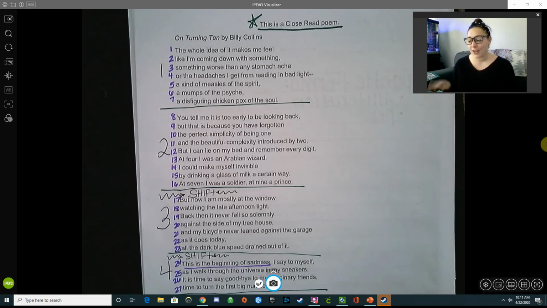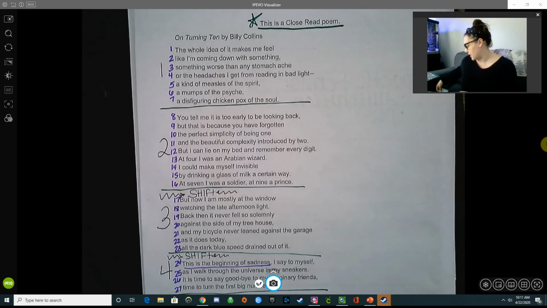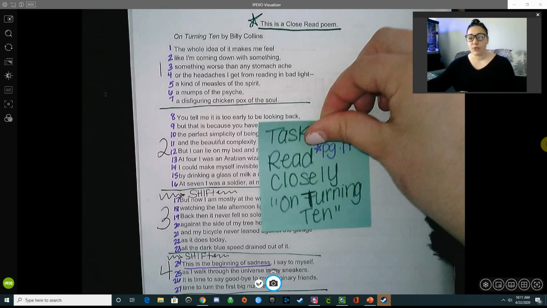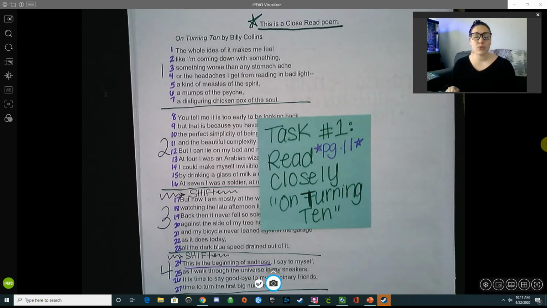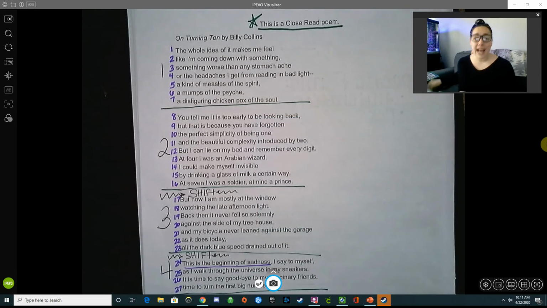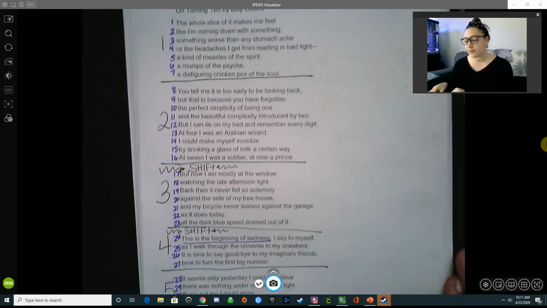So your first task, if you remember, from a few days ago, your task number 1 was to read closely on turning 10. So that is exactly what we're going to do now as a review together.